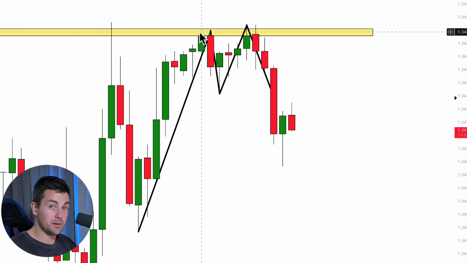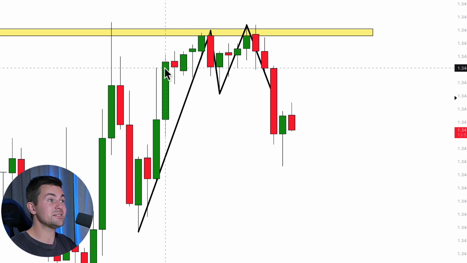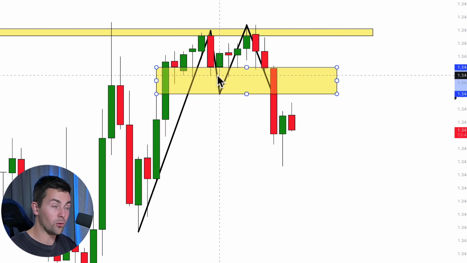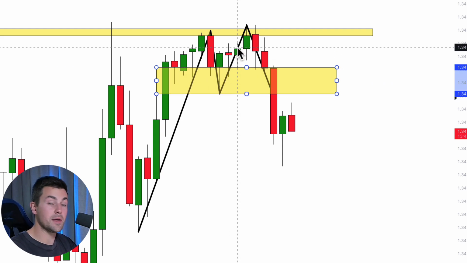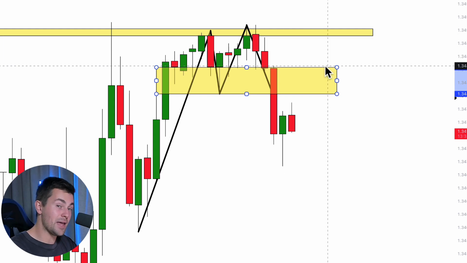The first element is the first top. The second element is the so-called horizontal neckline. It is the minor support where the price sets higher low and from where we see a bullish movement to the second top. And of course, the third important element of the pattern is the second top.